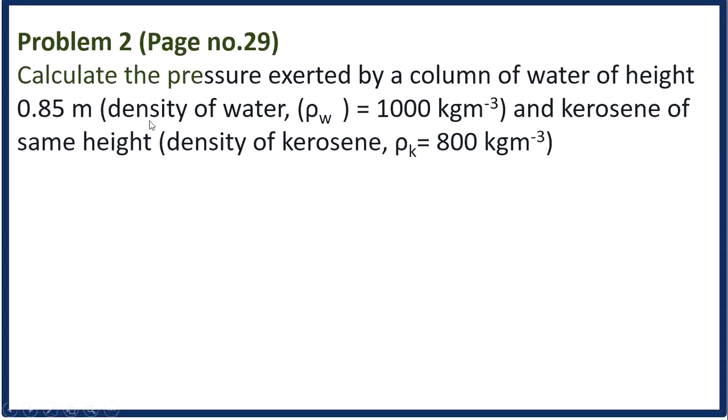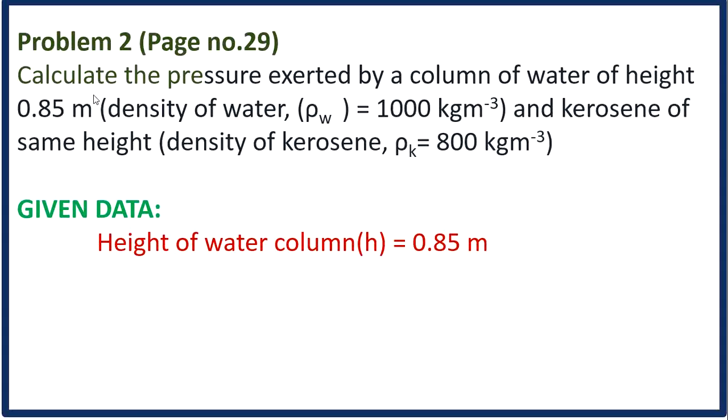The value for density of water is given as 1000 kg m^-3 and kerosene is given as 800 kg m^-3. And then the height of the liquid column is given as 0.85 meter. The height of the liquid column for both water and kerosene is given as 0.85. And then the density value of water and kerosene is given. We can find out the pressure.